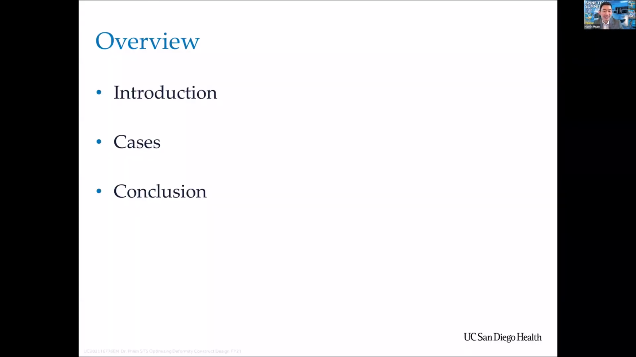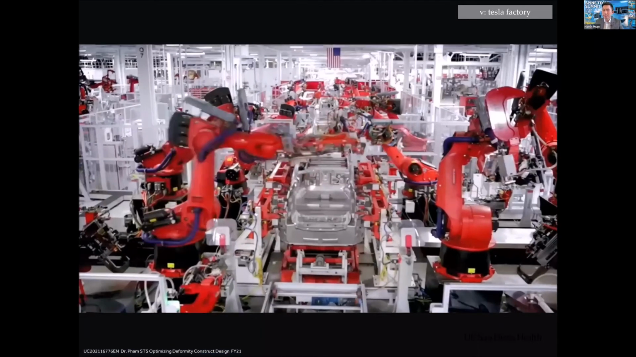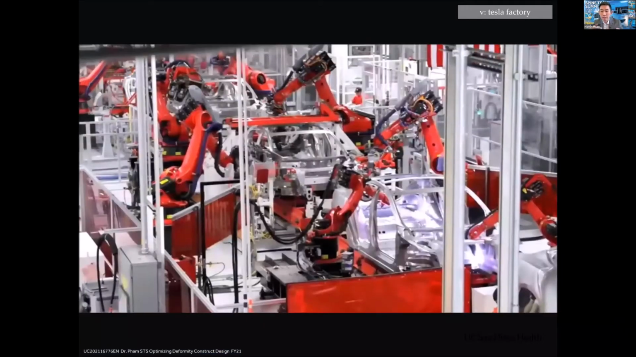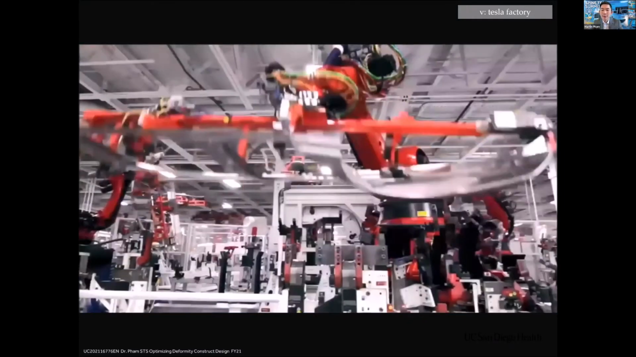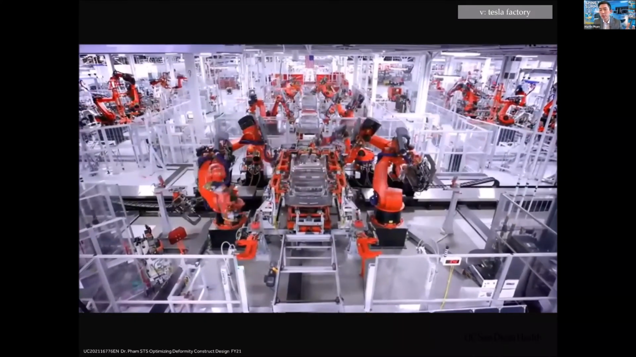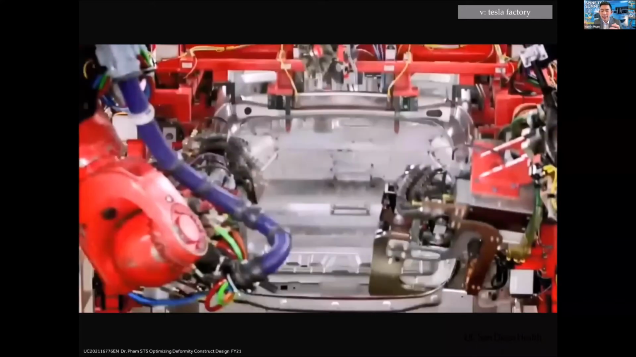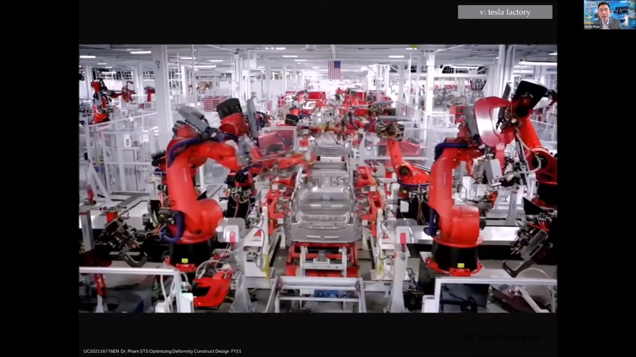Now for this talk, just a brief introduction, then we're going to go right into the cases, which is really the most illustrative part of this workshop, especially when we're discussing construct design and deformity, and then just a brief conclusion as well. So in terms of the introduction, again, this is an example of robotic arms in a Tesla factory, right? So you can see that robotics is exceptionally precise, accurate, and reliable, and has been a part of our daily industrial life for decades. And now we actually have an opportunity to bring this type of technology into the operating room, right?